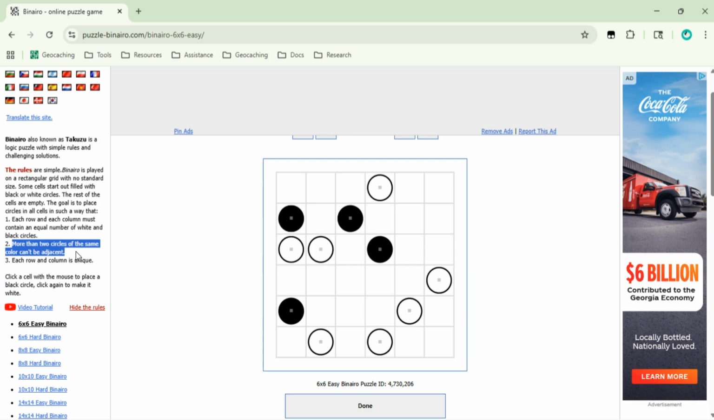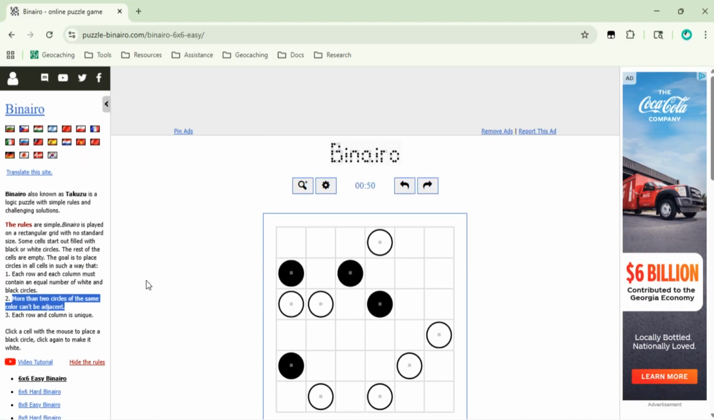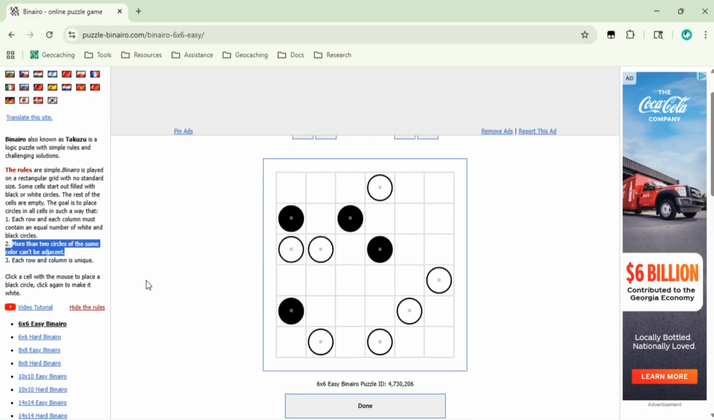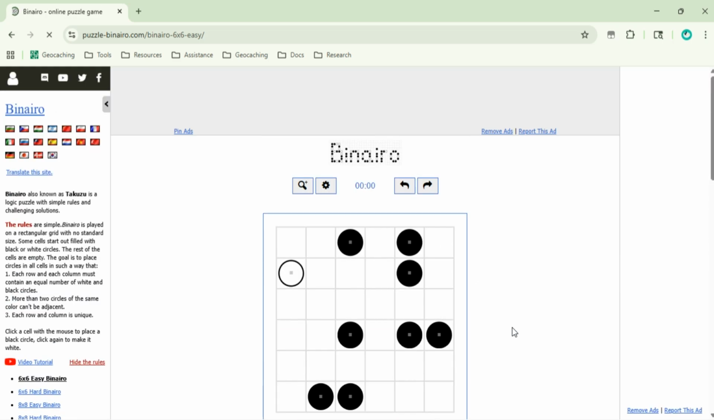No more than 2 can be adjacent. Note that it's only horizontal and vertical. Diagonal is fine. And each row and column is unique. You won't use that too often, but with the harder ones, that actually becomes important. This one goes pretty big, all the way to 20x20, and yeah, they become more work to solve. Again, I've seen this used in geocaching puzzles simply where they ask for a row or a column and you fill in zeros and ones, for example in a certitude checker. How to do this. Okay, so let's start a new one and let's see how to solve this.